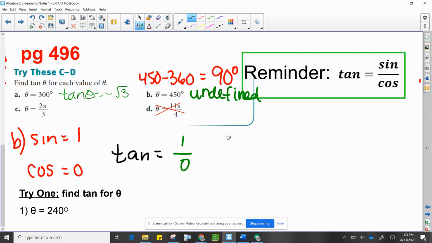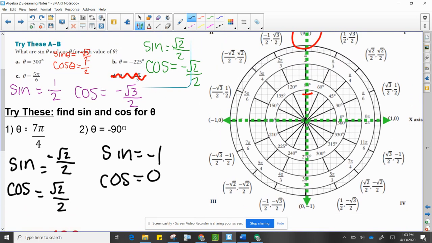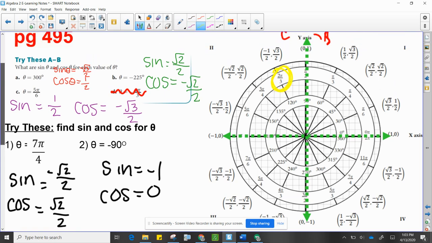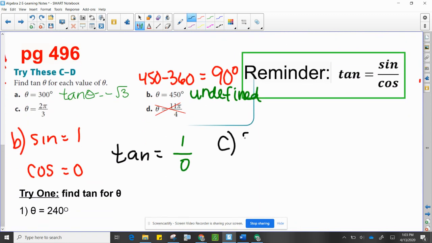All right, let's do one more together. I'm going to do one in radians. So for C, we have 2 pi over 3. So let's find that on our unit circle. 2 pi over 3 is right here. So there's my ordered pair I'm going to use. So the sine is root 3 over 2. The cosine is negative 1/2. So the sine was root 3 over 2. The cosine was negative 1/2.